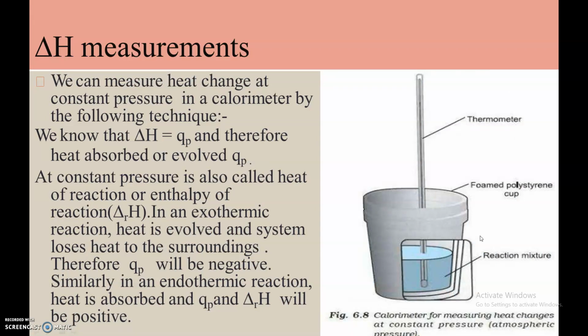Then we'll see how to measure delta H, that is, our enthalpy change. We can measure the heat change at constant pressure in a calorimeter by the following technique. This is the equipment setup. You are using the atmospheric pressure method. We know that delta H is equal to QP, and therefore the heat absorbed or evolved is QP. At constant pressure it is also called the heat of reaction or enthalpy of reaction, denoted by delta rH.